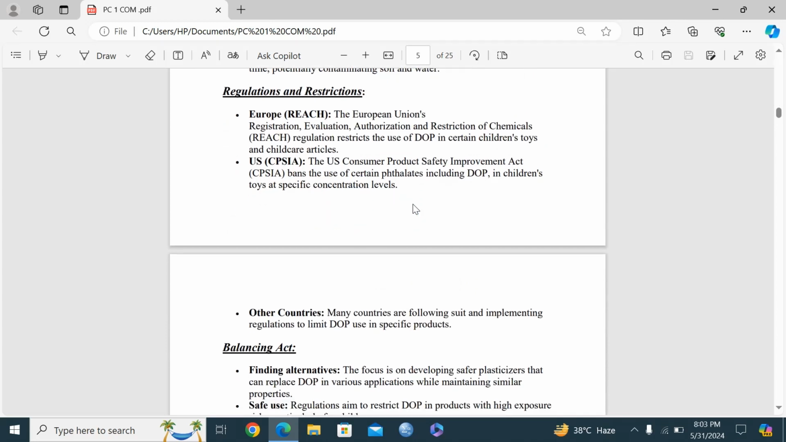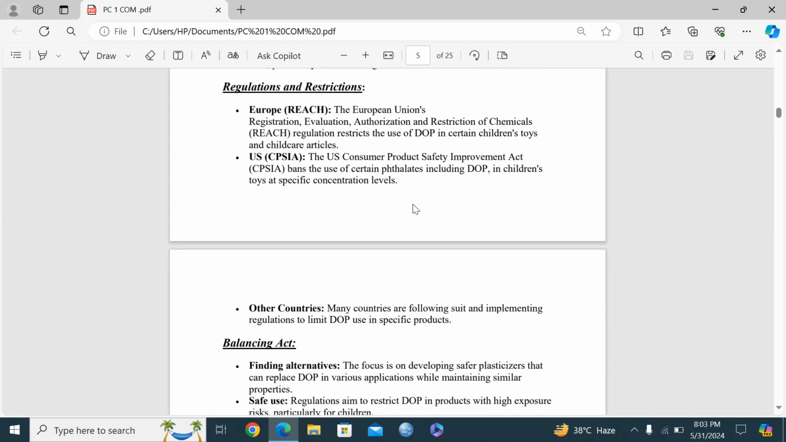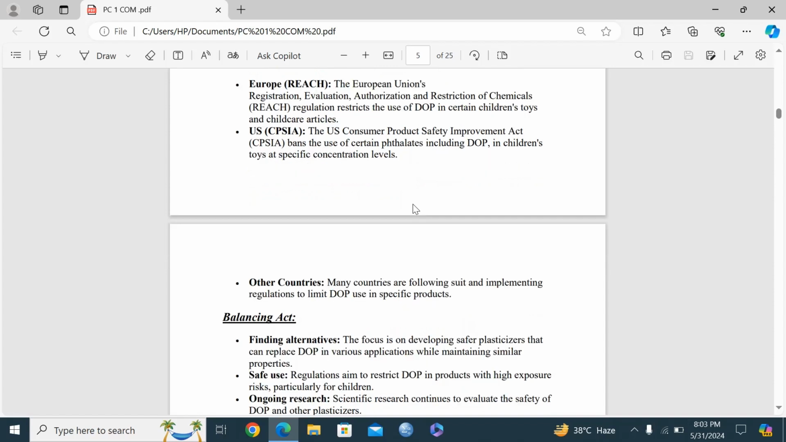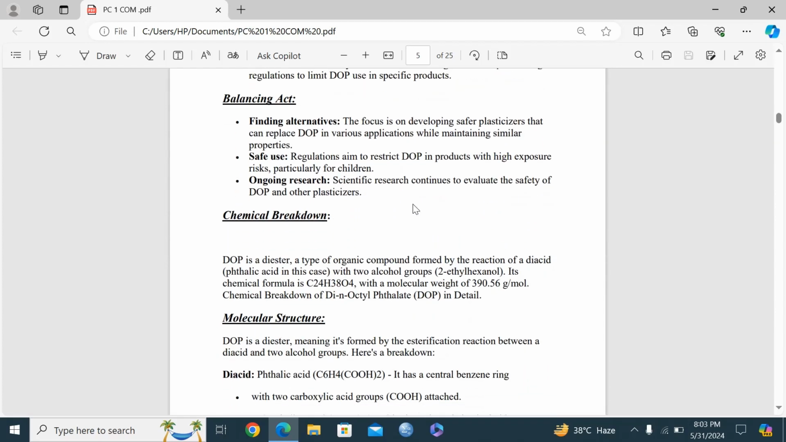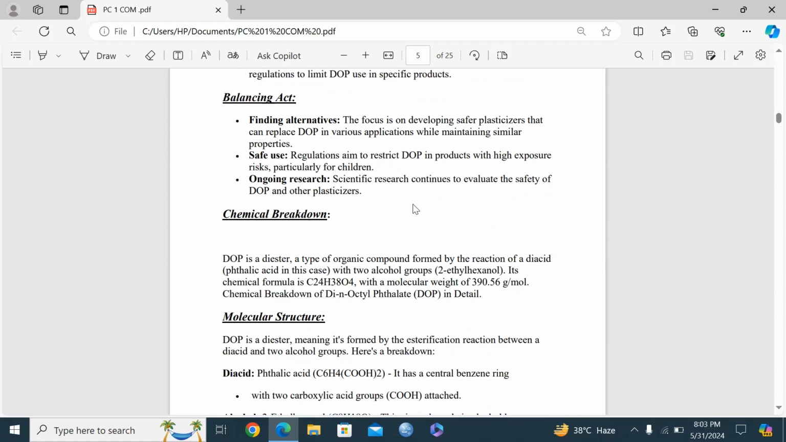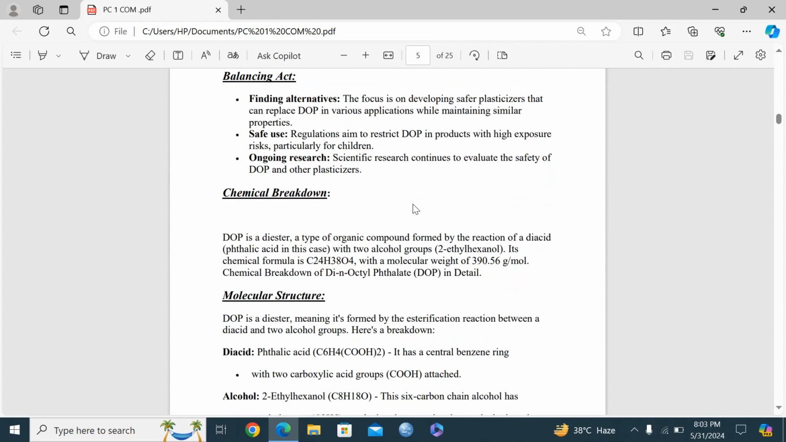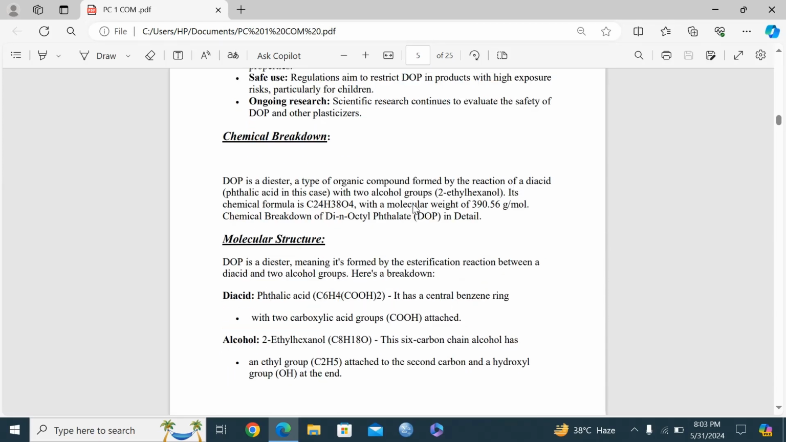Regulation and restriction. Europe: the European Union's Registration, Evaluation, Authorization, and Restriction of Chemicals, REACH, regulation restricts the use of DOP in certain children's toys. US: the Consumer Product Safety Improvement Act, CPSIA, limits DOP in toys at specific concentration levels. Balancing act. Finding alternatives: the focus is on developing safer plasticizers that can replace DOP in various applications while maintaining similar properties. Ongoing research: scientific research continues to evaluate the safety of DOP and other plasticizers.